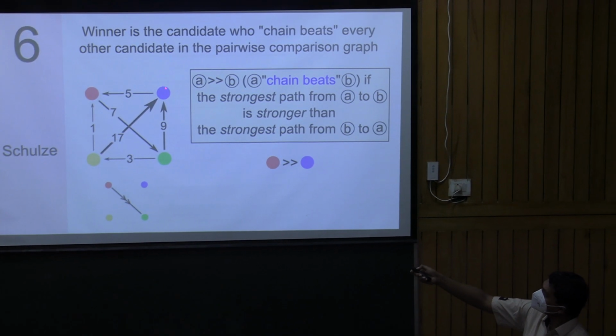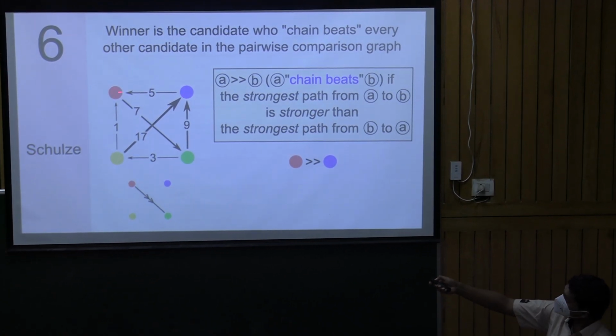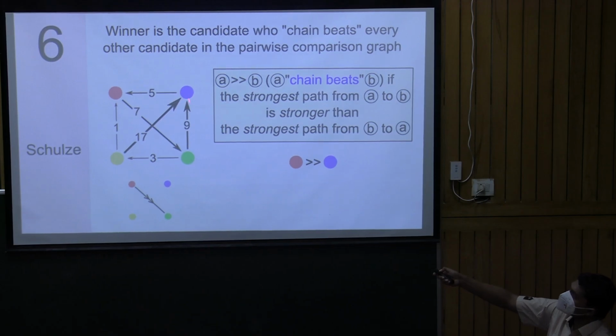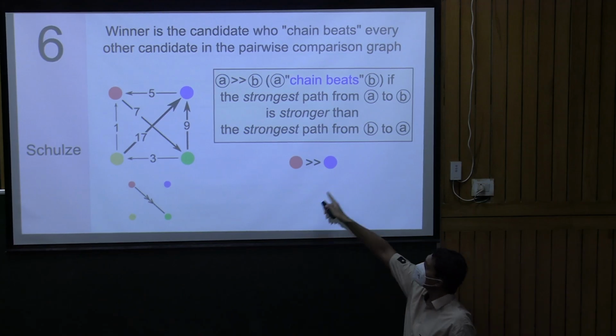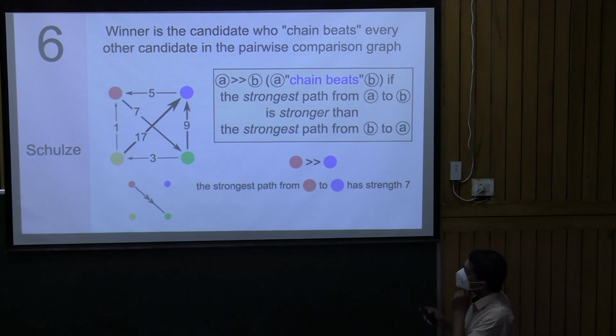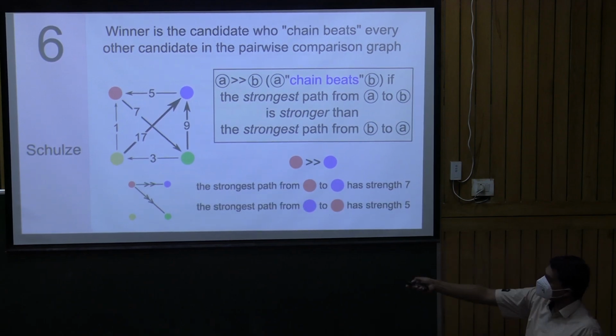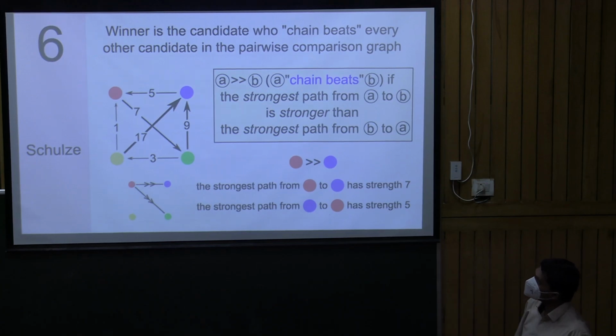And from blue to red, you have to go to that 5 edge. Right? So this is one option. Anything else? No, because all of these are incoming, so you can't do better. Excellent, right? So red to blue was 7, blue to red was 5, so red chain beats blue. Okay, great. So I'll add a chain beats edge here as well.